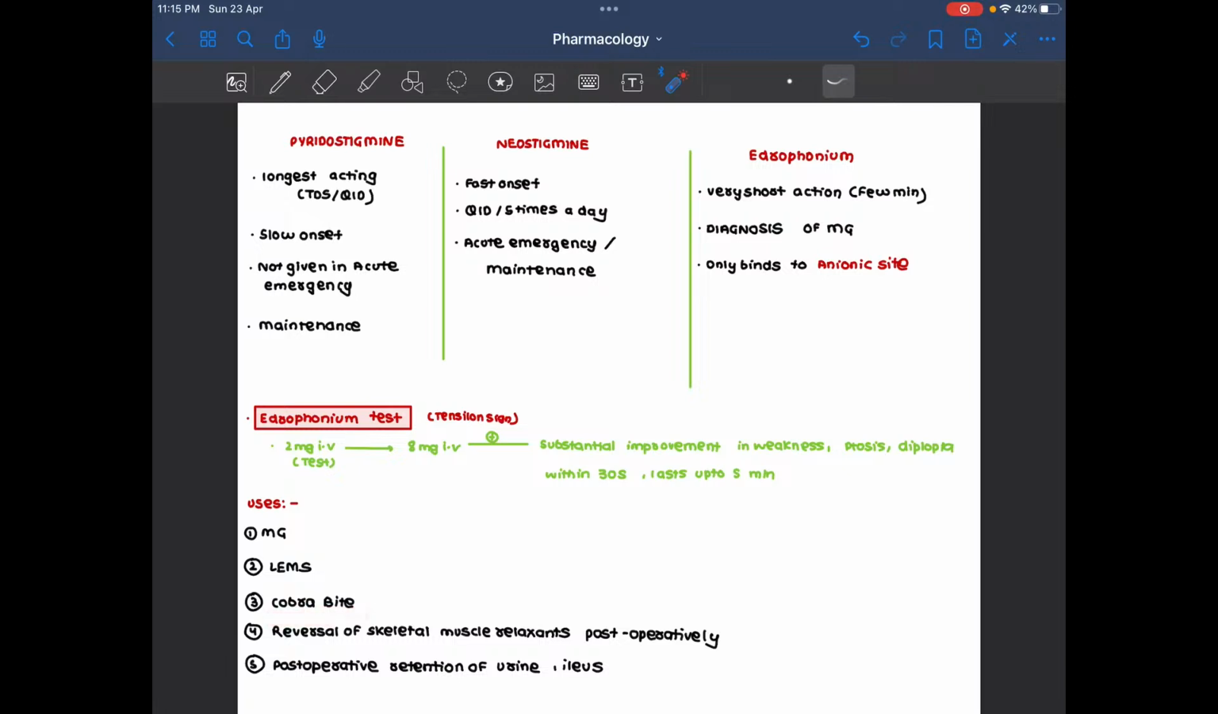The third thing we can use these drugs, mainly the quaternary amines, for is cobra bite poisoning, because in a cobra bite we have some conotoxins present that work at the NM receptor only. Cobra, as you might know, belongs to the Elapidae family, and the first clinical sign is ptosis, which happens due to muscular weakness. In cobra poisoning we can use these drugs, pyridostigmine and neostigmine. We can also use them for reversal of skeletal muscle relaxants like succinylcholine post-operatively, and for post-operative retention of urine and ileus.